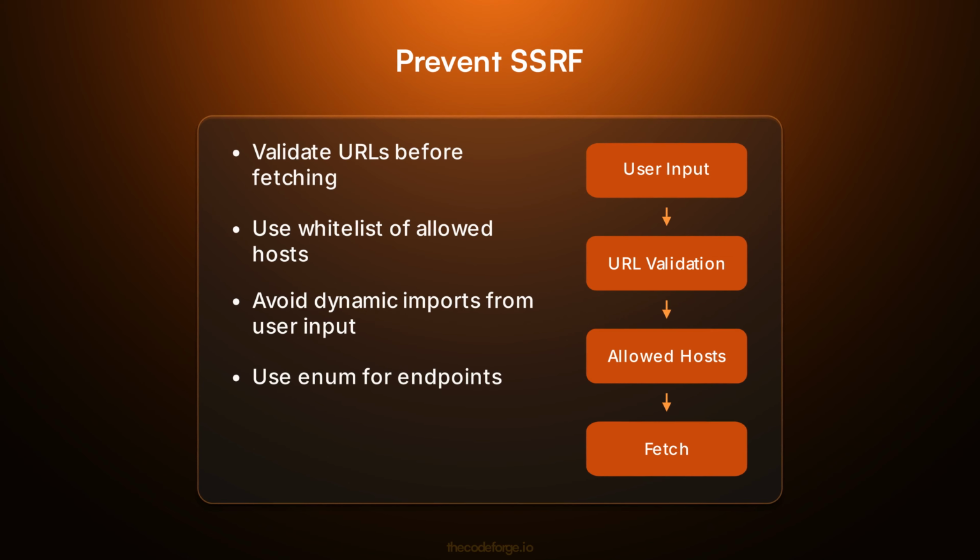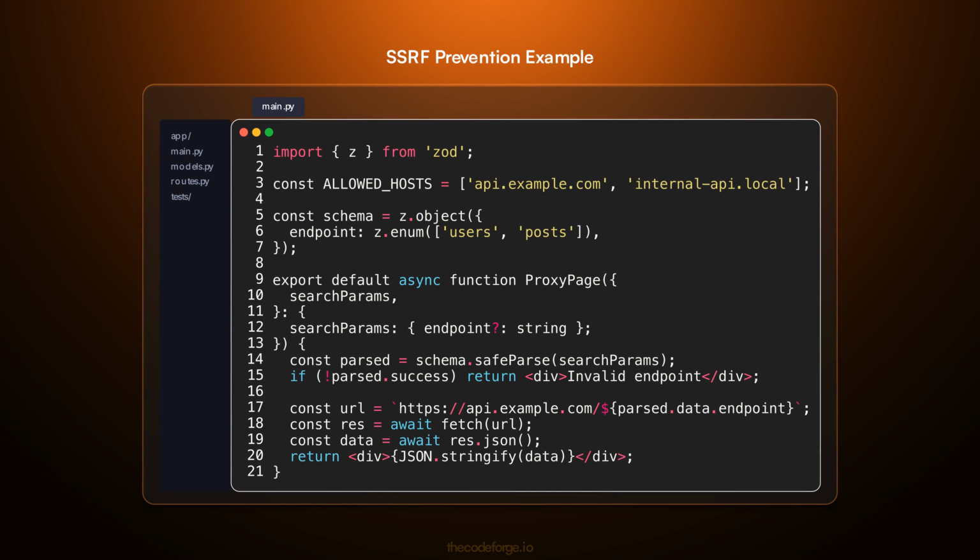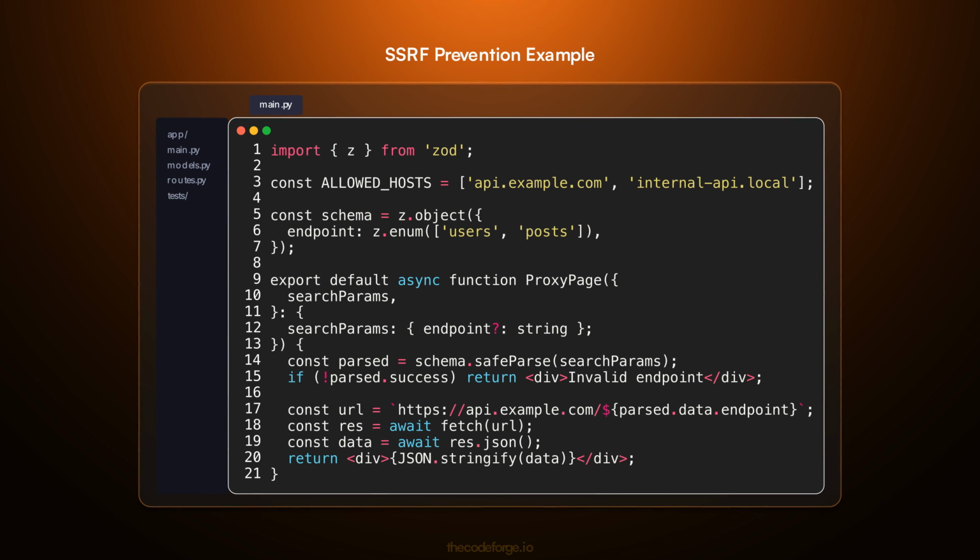Server components can fetch internal services. If an attacker controls the URL, they could perform SSRF attacks. Always validate and restrict URLs. Here we use an enum to restrict endpoints. Only predefined endpoints are allowed, preventing SSRF attacks.